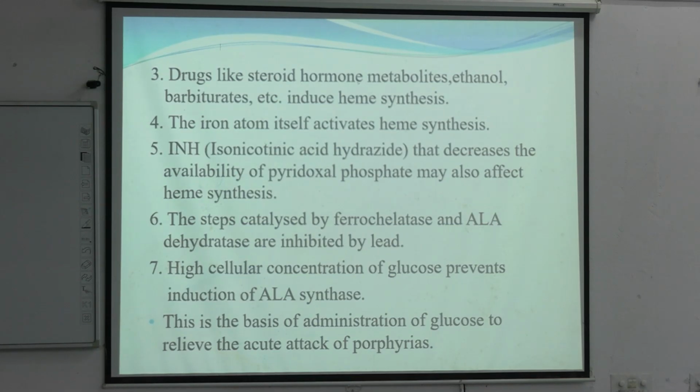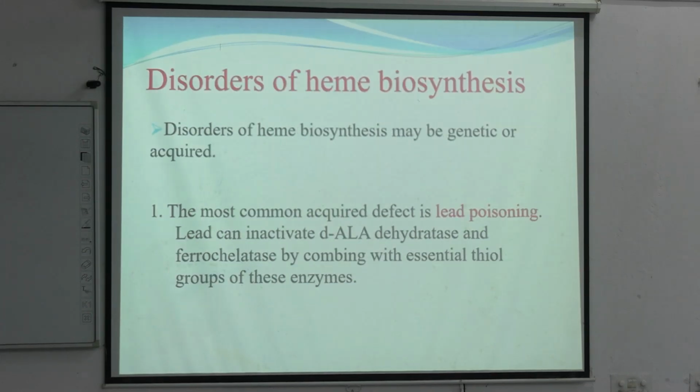Okay. So what happens in porphyria I will discuss in short today, but in detail, according to the types and the individual enzymes and symptoms, will be discussed in the next class. So disorders of heme biosynthesis can be genetic or acquired. The most common acquired defect is lead poisoning. I told you lead poisoning can be acquired and it will inactivate the ALA dehydratase and ferrochelatase and thus the pathway will be compromised. Okay? So the acquired defect is lead poisoning.